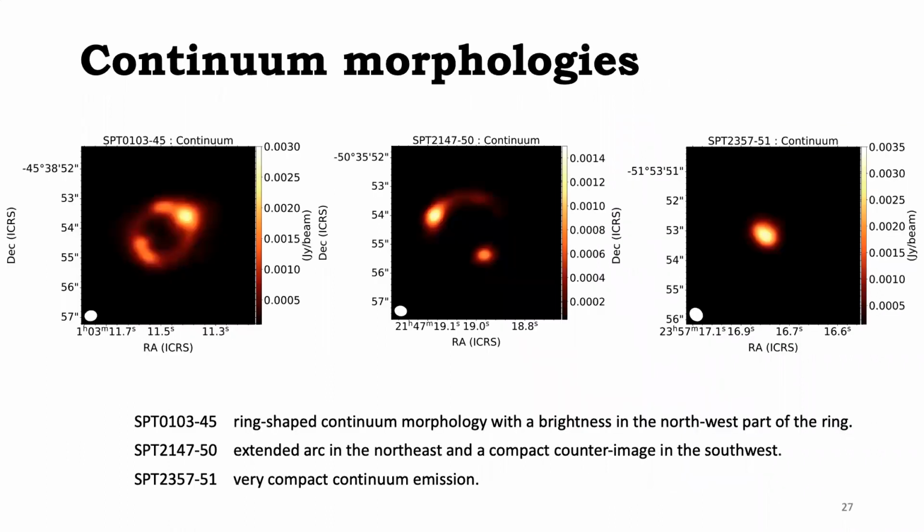And here are the continuum morphologies of these galaxies. So O103-45 shows a very nice ring-shaped morphology with a bright part in the northwestern part of the ring. And in the case of 2147-50, we see these extended arcs and counter image from the compact brightness that we see in the northeastern part of the ring. On the other hand, 2357-51 is quite compact.